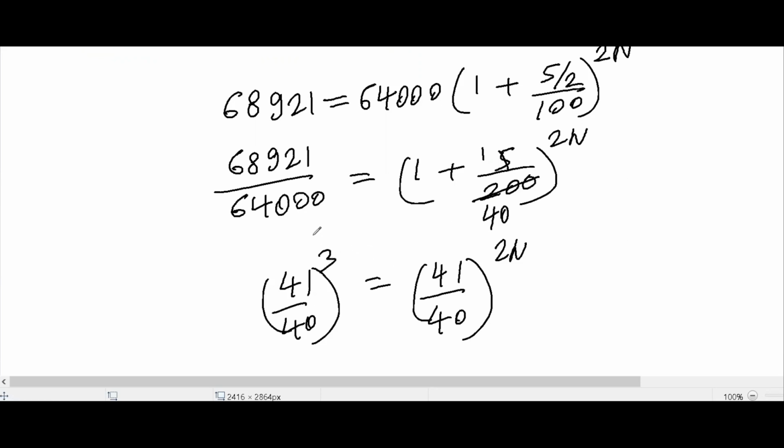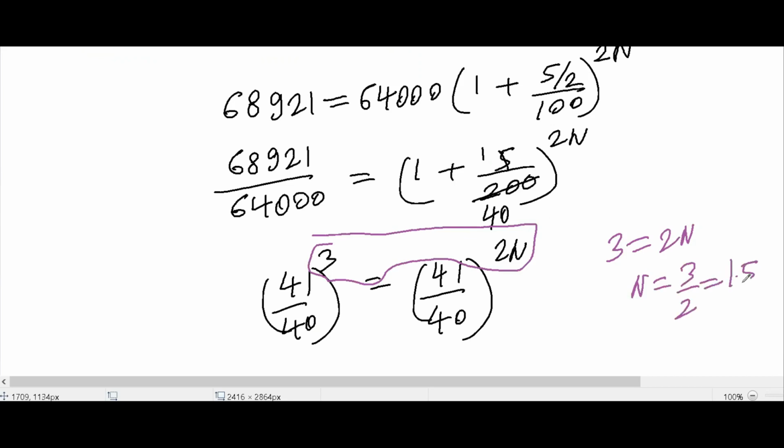So here you need to compare these powers. When you compare this power, you will get 3 is equal to 2n, and the value of n is 3 by 2, which is nothing but 1.5 years. So 1.5 years is the answer for this question.